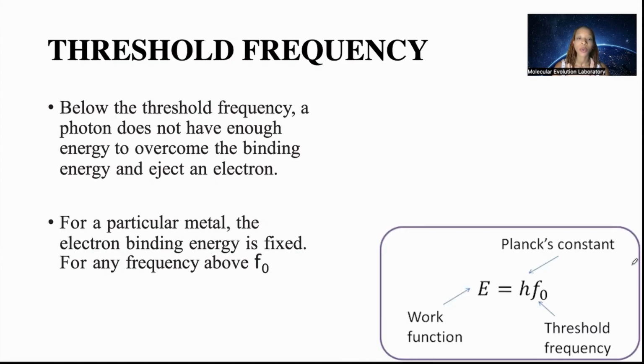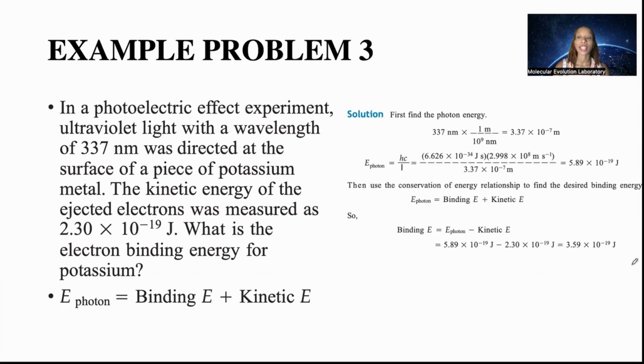Below the threshold frequency, a photon does not have enough energy to overcome the binding energy and eject an electron. For a particular metal, the electron binding energy is fixed for any frequency above threshold frequency. So there has to be a frequency above threshold to affect the binding energy of the metal. So as long as the binding energy is affected, this will determine if a photon will be absorbed as well as ejected. So example 3 looks at an experiment with UV light as well as binding energy.